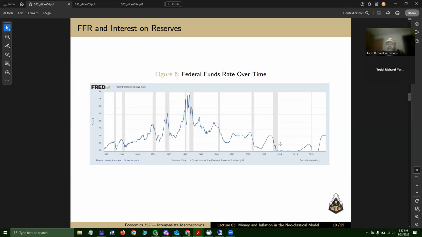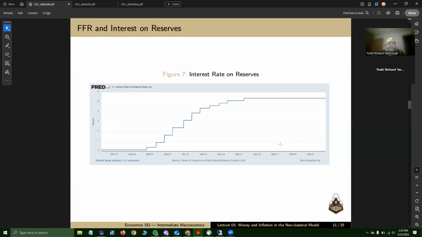Here's just federal funds rates over time. And we'll talk more about these when we get to next week.